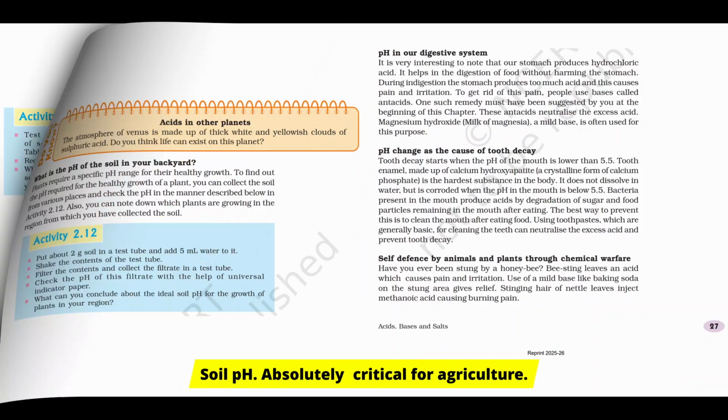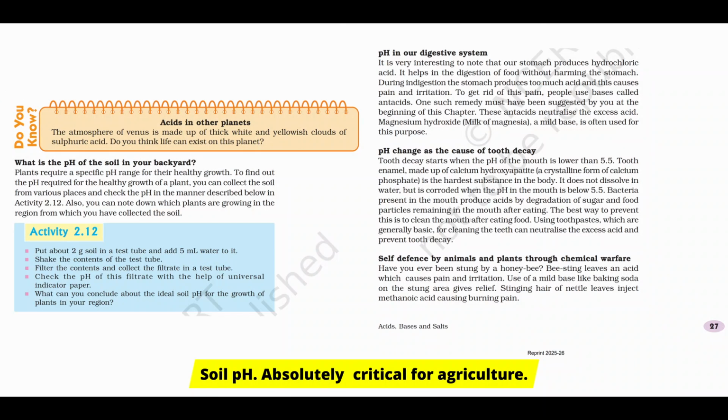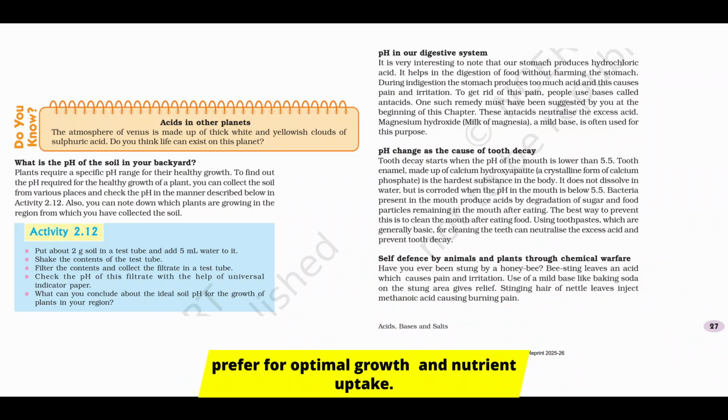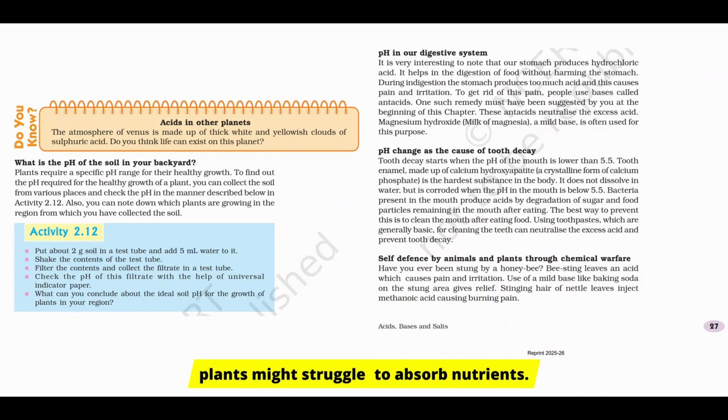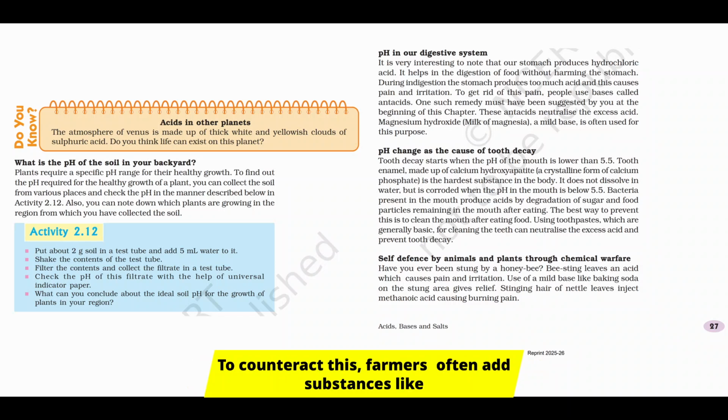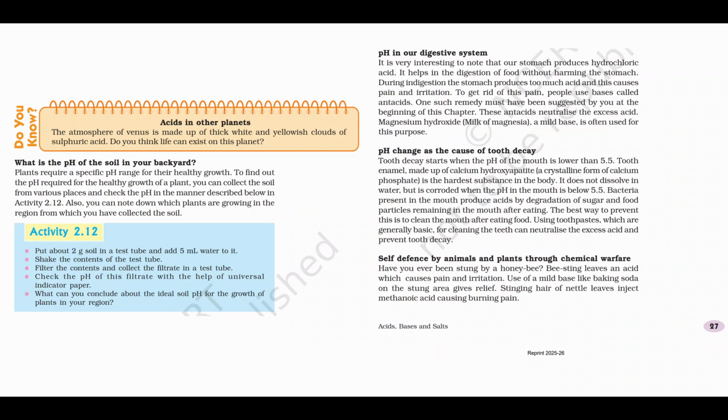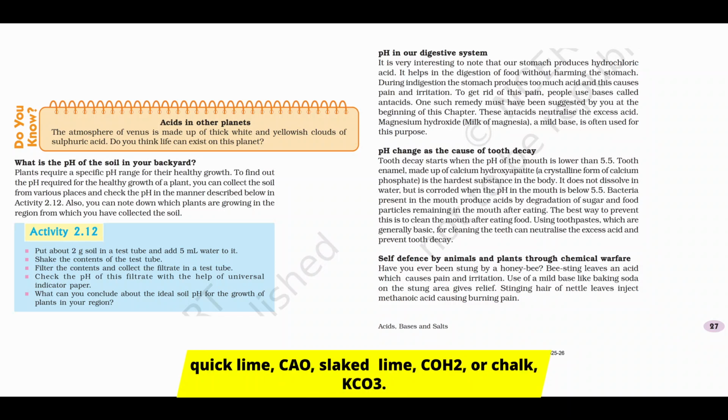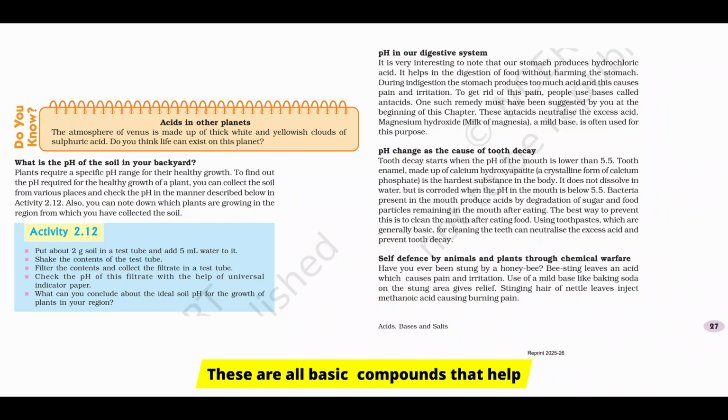What about on land? Soil pH. Absolutely critical for agriculture. Soil pH affects plant growth significantly. Different plants have specific pH ranges they prefer for optimal growth and nutrient uptake. Farmers regularly test their soil pH. If the soil is too acidic, low pH, plants might struggle to absorb nutrients. To counteract this, farmers often add substances like quicklime, CaO, slaked lime, Ca(OH)2, or chalk, CaCO3. These are all basic compounds that help neutralize the excess acidity.